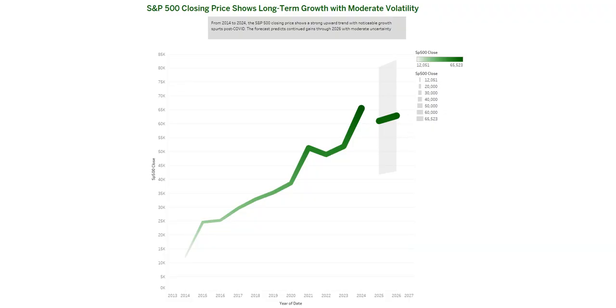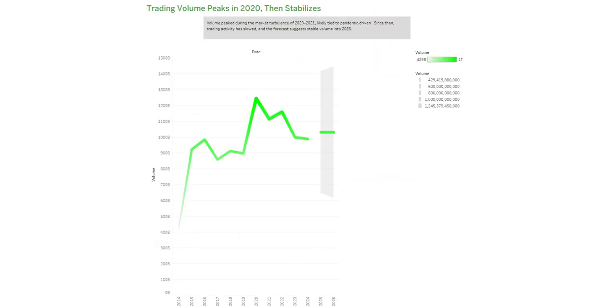Number 2, trading volume. Volume gives insight into market activity. In this graph, we see a major spike in 2020, which aligned with COVID-19. Since then, volume has stabilized. The forecast shows relatively flat volume in 2026. This supports the idea that investor panic has cooled, and the market is behaving in a more stable way, as you can see at this end of the graphic right here.